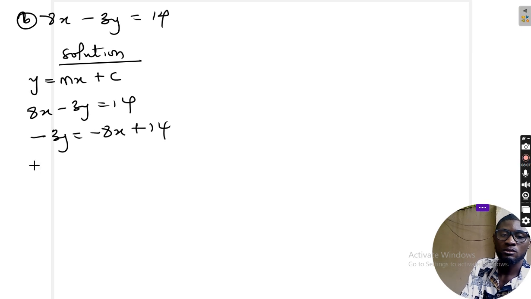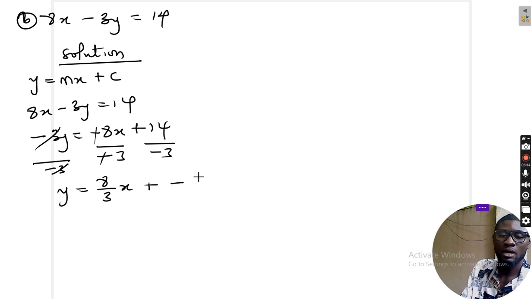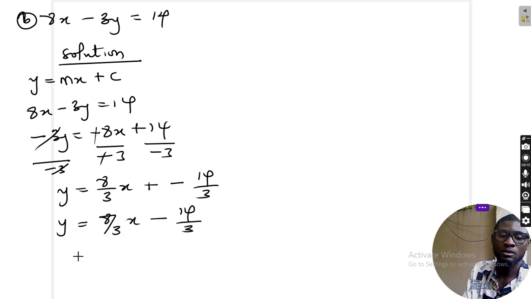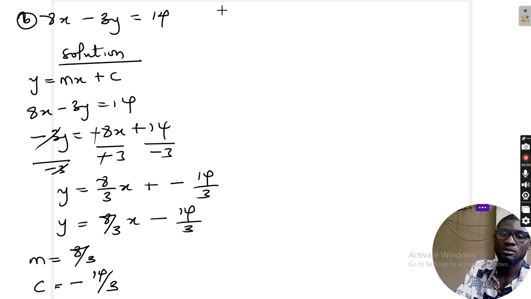So divide all through by minus 3. The minus cancels the minus. y equals 8 all over 3x minus 14 over 3. So the value of m now is 8 over 3, and the value of c is equal to minus 14 over 3. m is the gradient, c is the intercept. So let's take the third one, C.